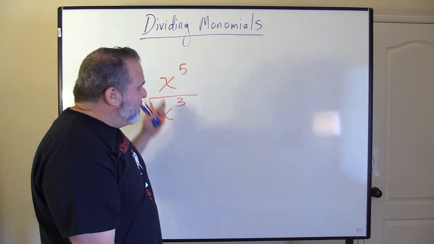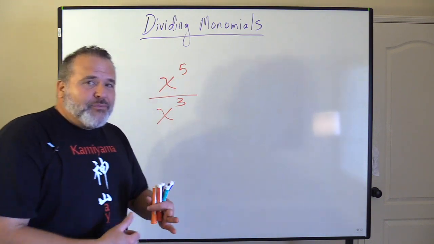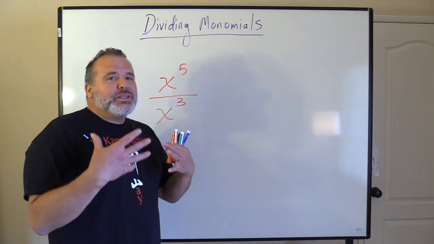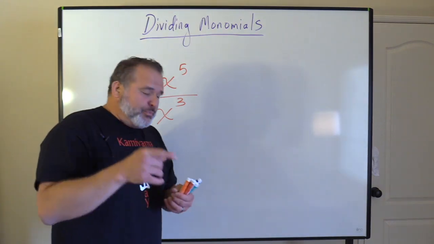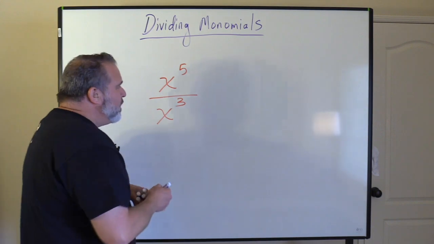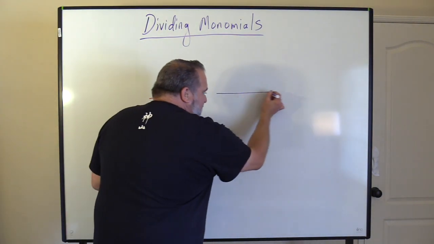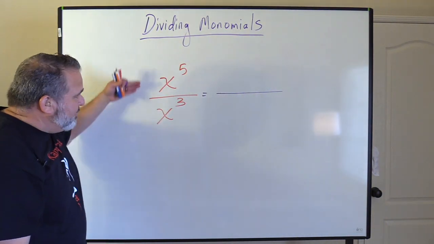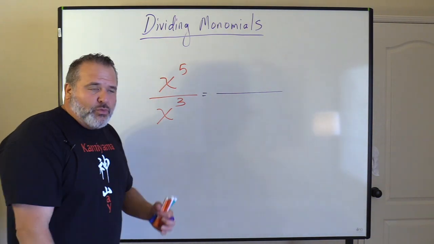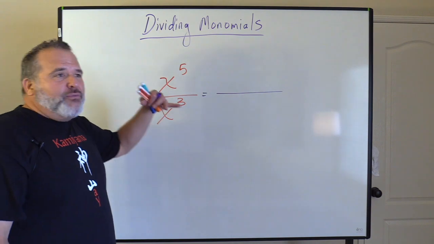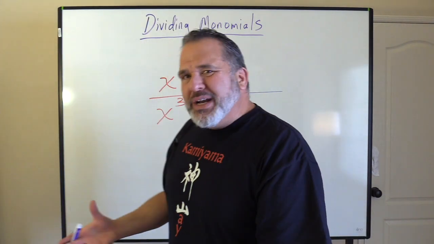Now, in order to divide monomials properly, what I want to show you guys is how to take this exponential form, convert it to factored form, and show you how to do this properly before we start trying to use some kind of special rule that we're going to learn. So take a look. If I were to take this fraction, which is in exponential form, meaning that it's written in exponents, and write it in factored form, what does that mean? What does this x to the fifth really mean? How many x's do I really have here?